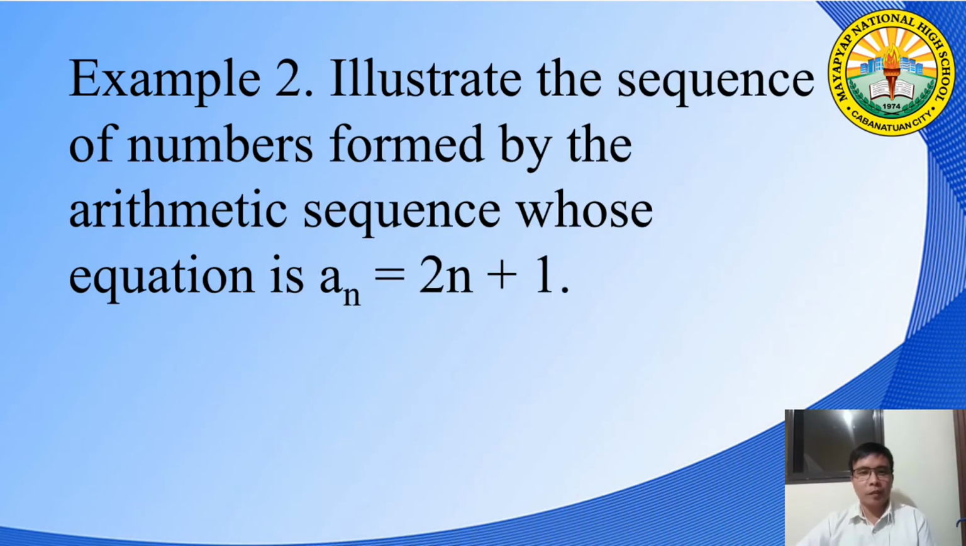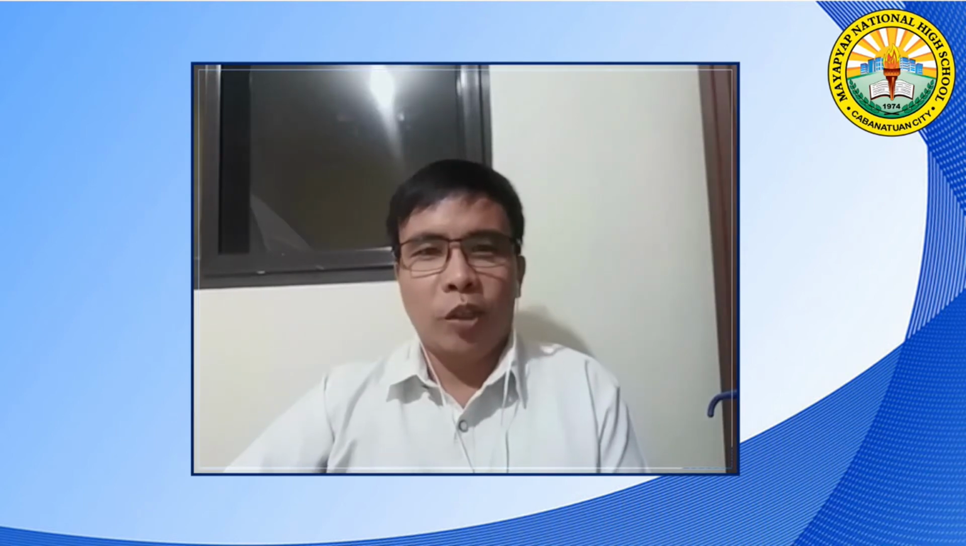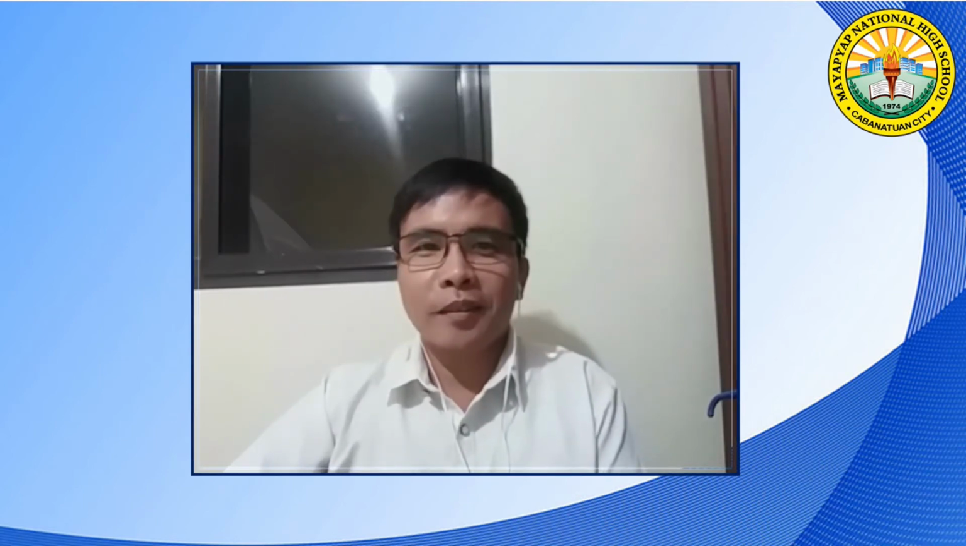Example 2. Illustrate the sequence of numbers formed by the arithmetic sequence whose equation is a sub n equals 2 times n plus 1. This problem is a little bit different from the example number 1 because the first term and the common difference are not given, meaning we need another approach to solve the problem. Do you have an idea on how to do it?